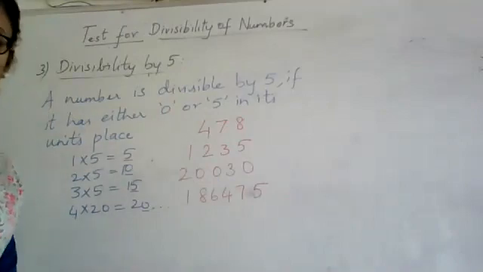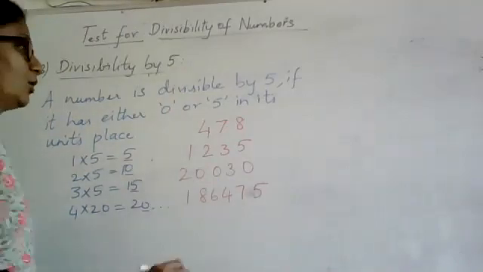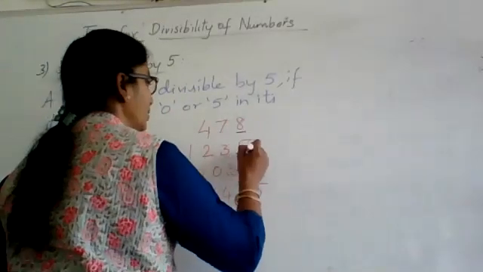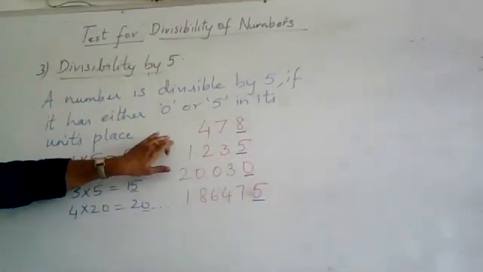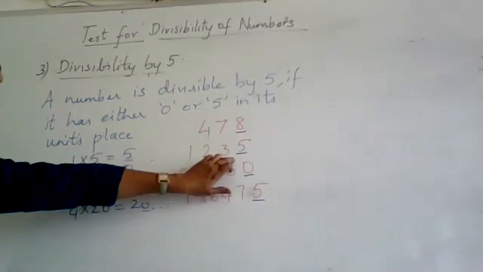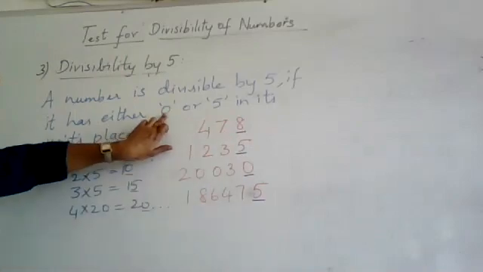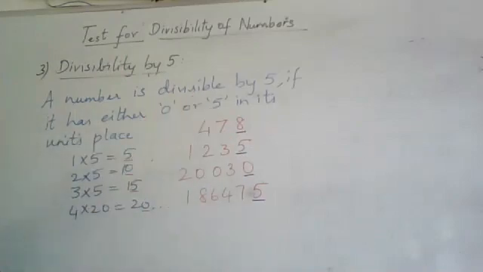Now look at these 4 numbers that I have taken. Again I have to concentrate on the ones place or the units place. When can a number be divisible by 5? When the ones place will either be 0 or it will be 5. So let us go and check.